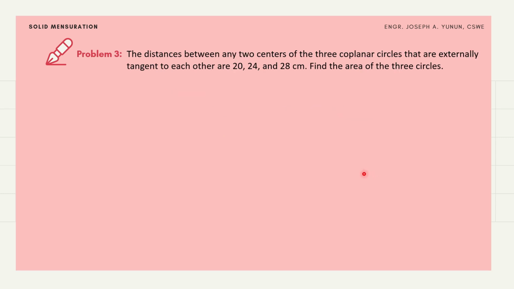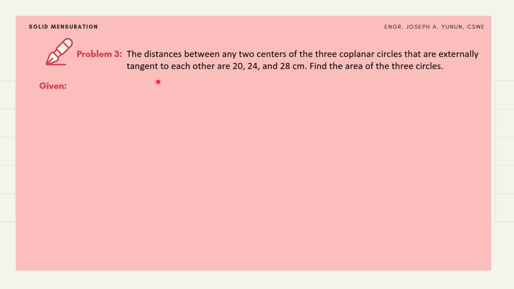Okay? So problem number 3. The distances between any two centers of three coplanar circles that are externally tangent to each other are 20, 24, and 28 centimeters. Find the area of the three circles. So based on the given, you have three circles that are externally tangent, and the distances between any two centers are 20, 24, and 28.